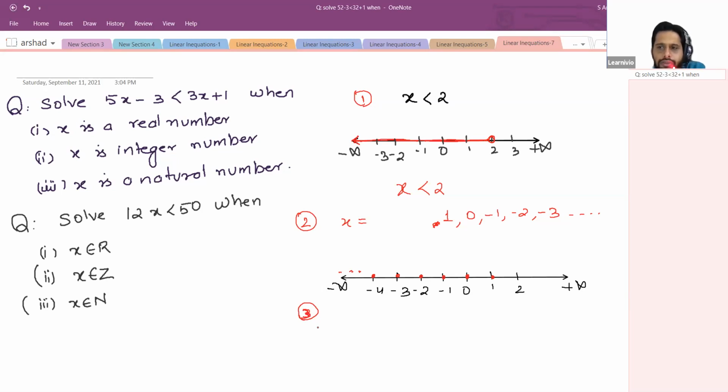Now, Ikhra, Iram, and Joan, can you tell me the answer of this one? X is a natural number. 1. Very good. Okay, so we have this X is less than 2. So we already know that these can be the solution in case of integer. Now X is a natural number. So from this one, what is a natural number? X is equal to 1.